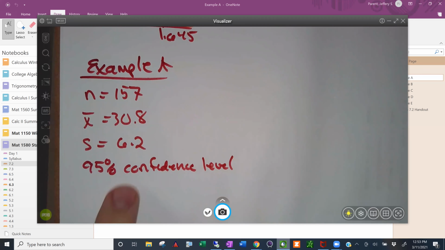Now, why do I need to take note of that? This tells me what alpha is. You might remember that alpha is 1 minus the confidence level.